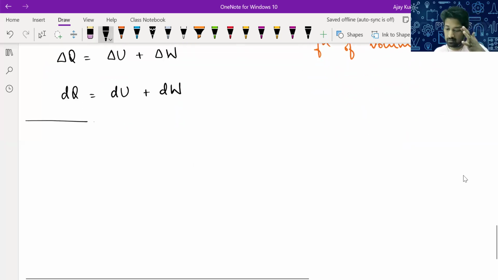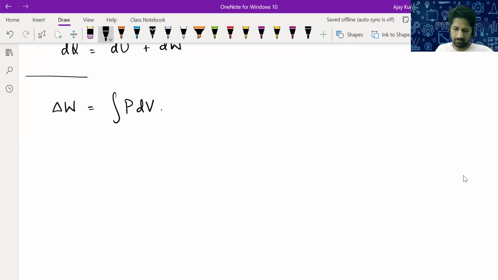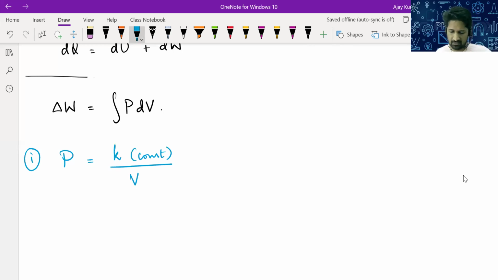Okay. Now let's solve some problems, two problems based on this formula. Work done by a gas is integral P dV. Let's just apply this equation. First problem, assume the pressure of a gas varies with volume as P is equal to some constant, let's say K, divided by V. Suppose it is like this, and the initial volume of the gas is V naught, final volume of the gas is 3 times V naught.